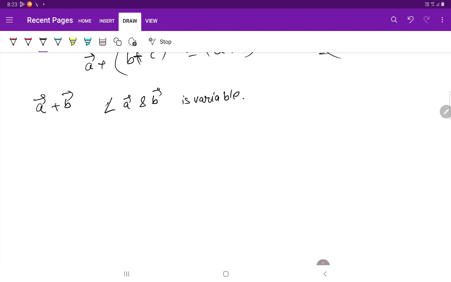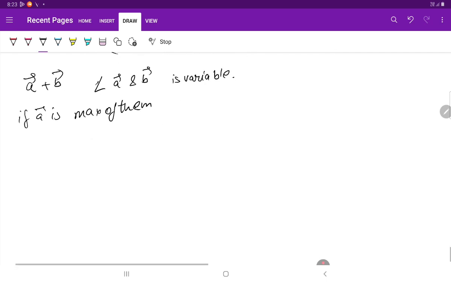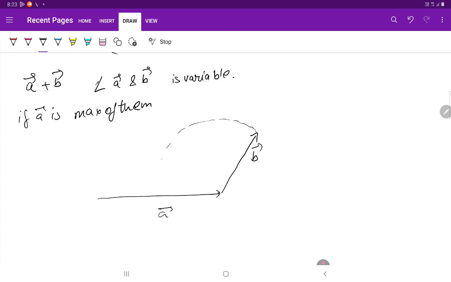So if A vector is maximum of them, what we do is we put the A vector here, and what can be the possible locus of the head of the B vector? The possible locus of the head of the B vector is this circle, right? Its distance from the center, that is the head of A vector, is constant.